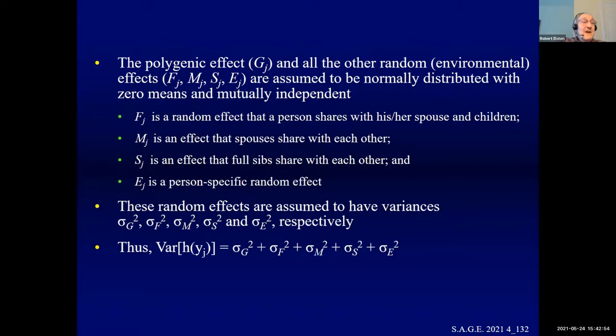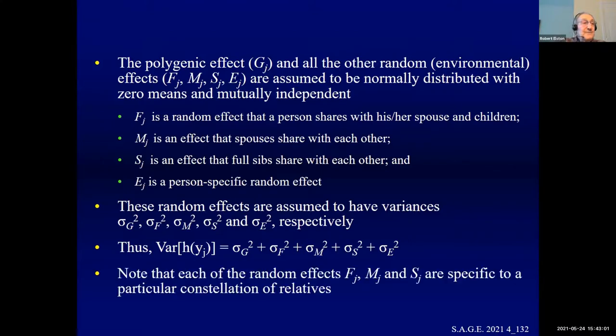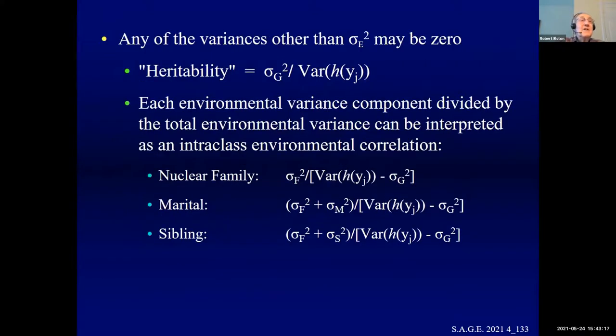So the variance of HY is made up of the sum of all the variance components. Note that each of the random effects are specific to a particular constellation of relatives. So some relatives will have some, and some will not have as many. So any of the variances other than the residual could be zero. And this is the point that we decided, well, since we have it, why don't we estimate what everybody calls heritability? In other words, the variance of the polygenic effect divided by the total variance.